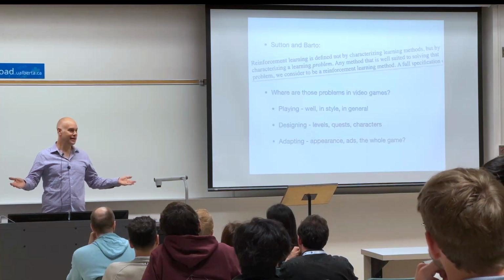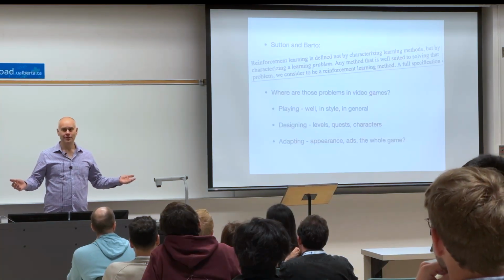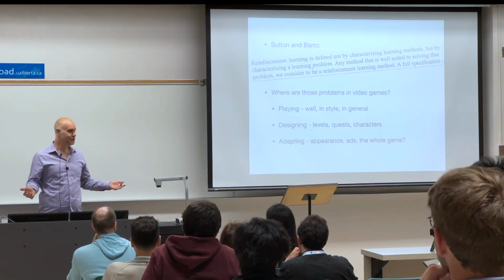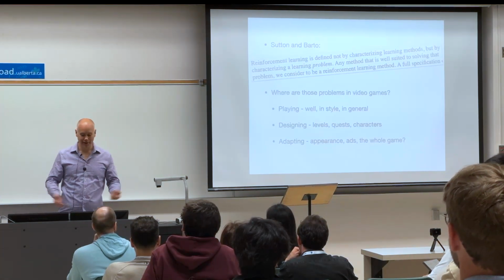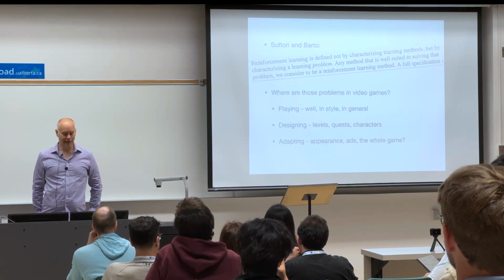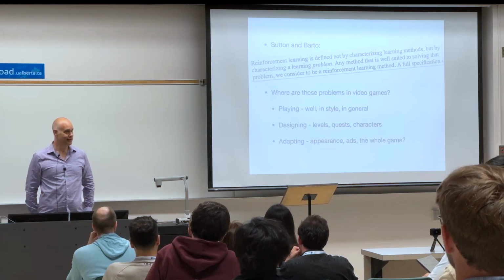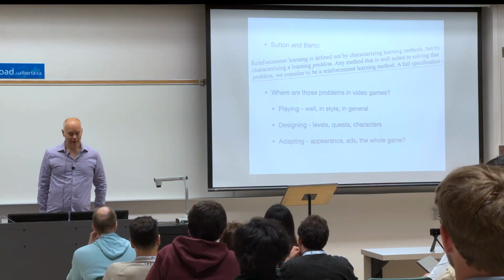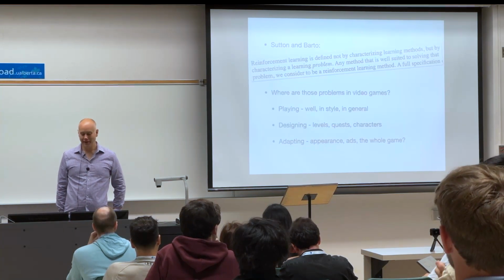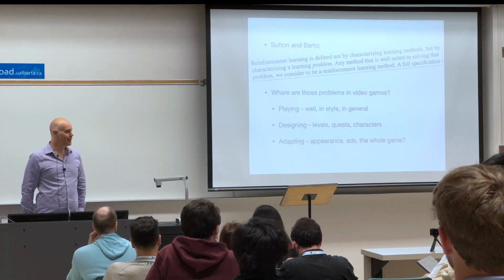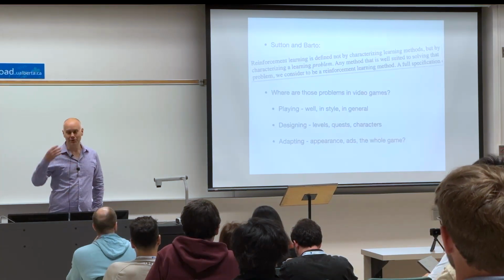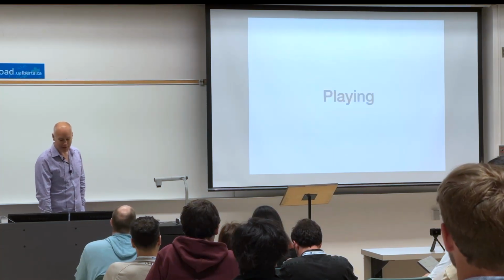And reinforcement learning problems, as you know, are about something that we might call an agent interacting with something we call an environment, receiving observations and rewards, learning from these observations and rewards, and taking actions. So here we'll talk about three types of problems in games. Playing, so playing well, playing in styles, and playing in general. Designing levels, quests, characters, whole games perhaps, many different things. And adapting appearance, ads, whole games perhaps, which I consider all to be things you can fruitfully see as reinforcement learning problems. Let's start with playing.